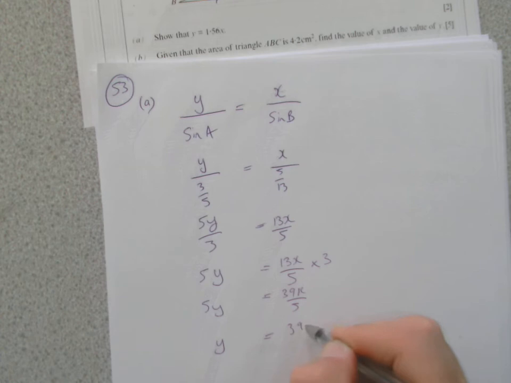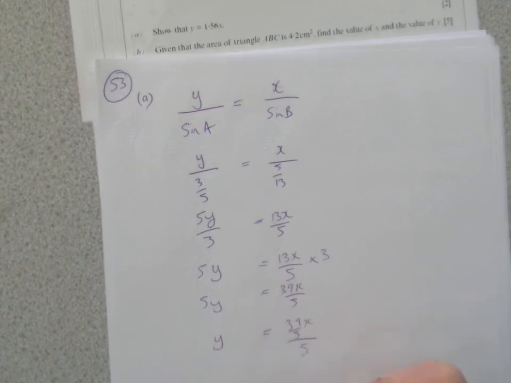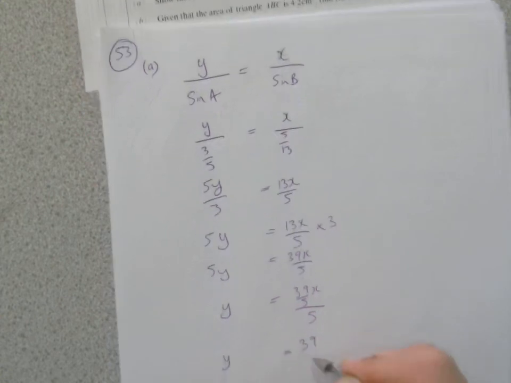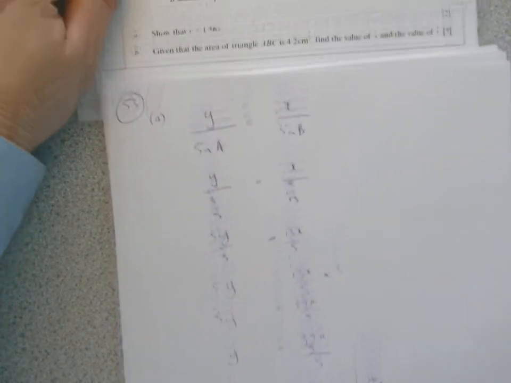So 39 fifths divide by 5, and you get then y equals 39 over 25x, which, check it on your calculator, is exactly what they want, 1.56x. Okay, so that's easily done just by using the sine rule. And then we're going to look then at part B.